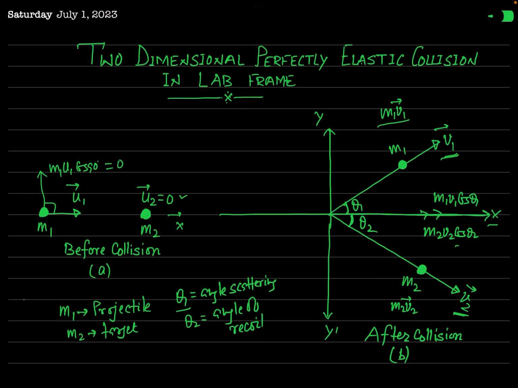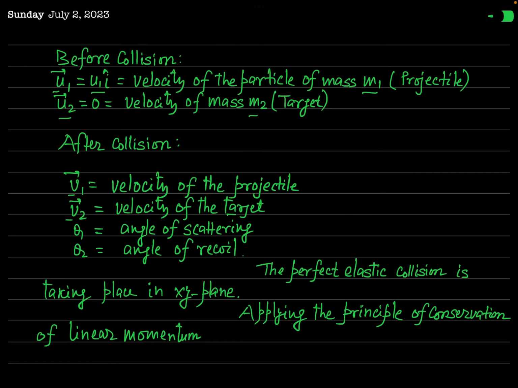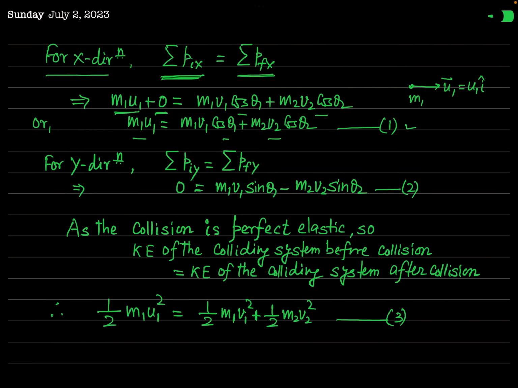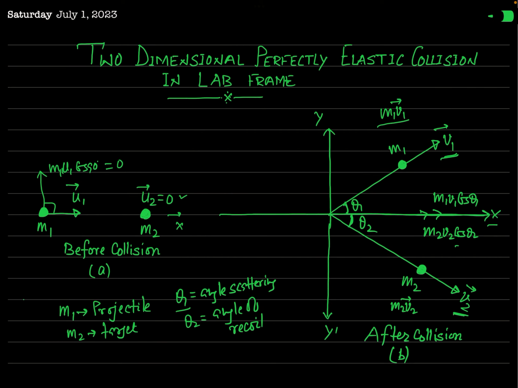also 0. It means before collision in the present situation, the total linear momentum of the colliding system in y direction is 0. The momentum of both m1 and m2 are 0 in y direction. So I have written here, you can see that the total momentum before collision in y direction is equal to 0. Okay.